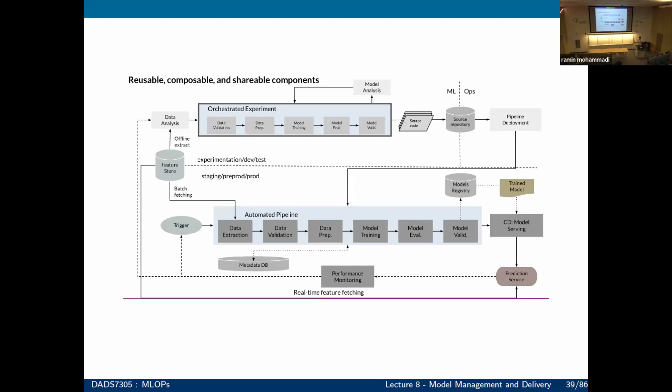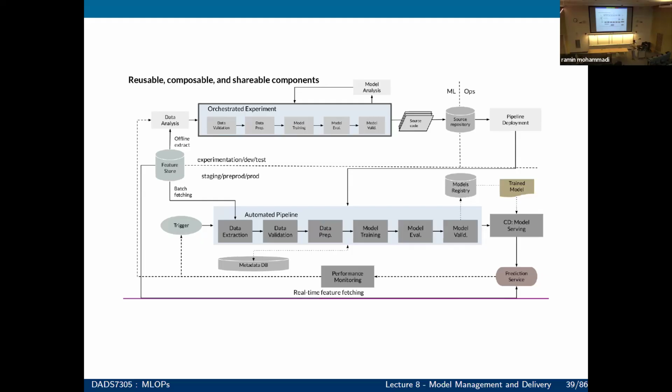Now, when you put that in a bigger picture, the same orchestration experiment that you have on top will be reusable. Then you can use it as part of an automation pipeline. So here, what we see after the orchestration experiment, source code goes to a source repository. That's where the MLOps, the ML and ops part, comes in. So there is a connection to your automation pipeline. The code comes to your automation pipeline, the same code. Here in this example, there's a feature store.